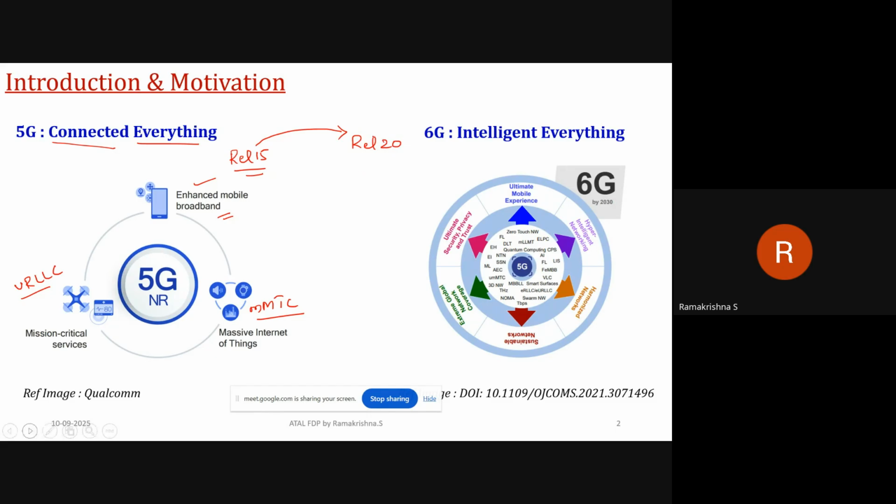wherein we are on the verge of moving from 5G to 5G plus, or 5G beyond. A few terminologies talk about that, and then we have been talking about 6G evolution also in the recent past. So if we understand this, what has changed is the move from a connected everything to an intelligent everything ecosystem that we are trying to establish.